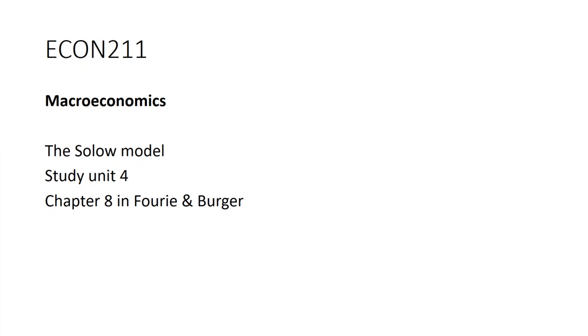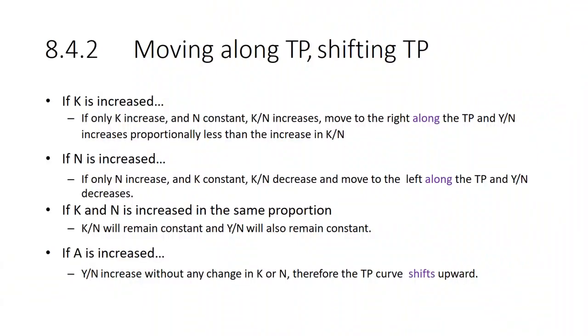We are busy with the Solow model, study unit 4, chapter 8 of Fourier and Berger. And in this video, what we will be doing is looking at how this total production function of ours works. When do we move along this curve? When do we shift the curve? And then we can have some preliminary conclusions about what are some policy decisions you might want to make for long-run growth. So let's start with a change in capital.